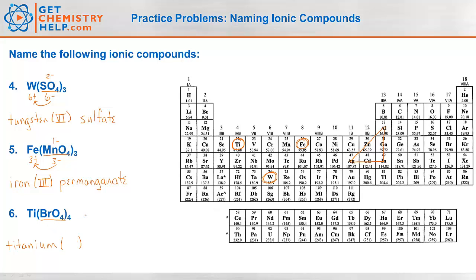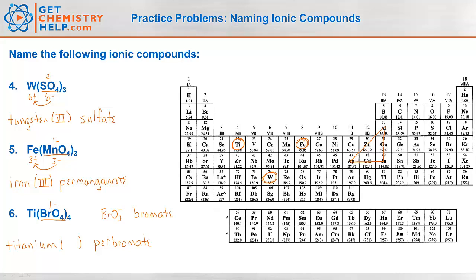Well, what is BrO4? We learned in our lesson on polyatomics that BrO3 negative is called bromate. And we also learned in that lesson that when we add an oxygen, so we went from BrO3 to BrO4, that means we add the prefix per on the front. So that's called perbromate. Well, what's the charge on perbromate? The charge doesn't change.